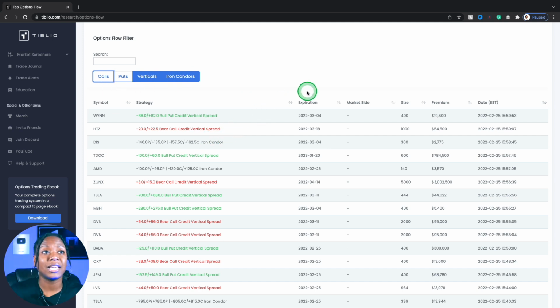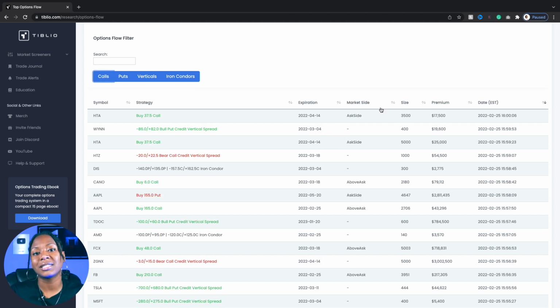Next, we're going to see the option expiration, okay? You already know what that means. That is the day that the actual option contract is going to expire. Next up is the market side column. Now, this tells us what the bid and the ask spread of the contract was at the time that it was purchased. So this information is crucial, critical, very important.